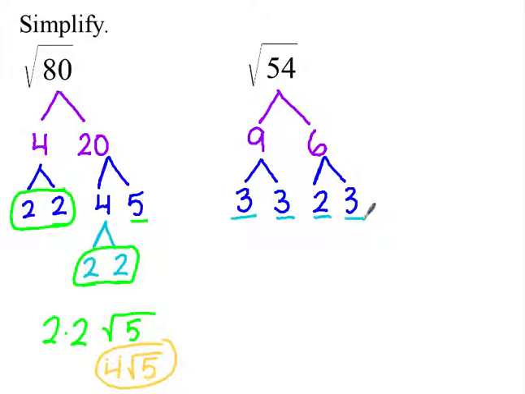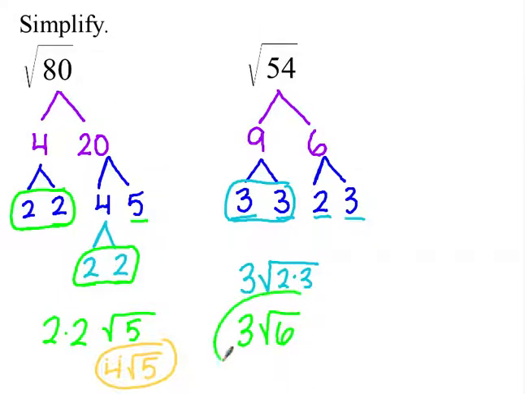Any pairs? Yes. I have a pair of 3's. So how many do I take out? 1. Do I have any other pairs? No. So whatever is left stays on the inside. So I have a 2 and a 3. What do you do with the 2 and the 3? Multiply them, so my answer is 3 root 6. Good. Okay? 3 root 6. Questions?